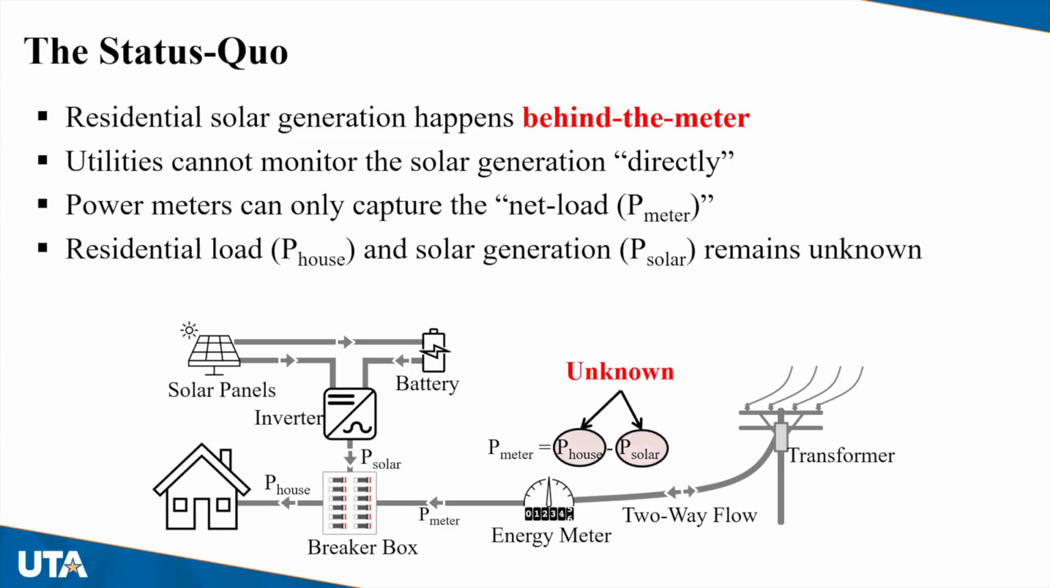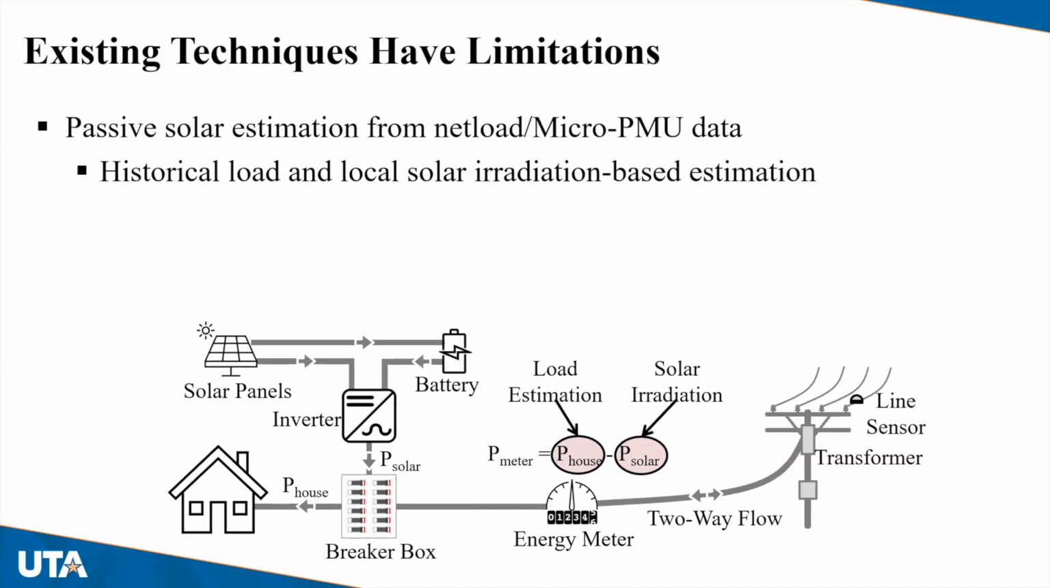Because the household load also becomes unknown when you add solar, since right now the main meter is only reading household load minus the solar. So even when you want to do load prediction of the behavior of typical residential loads, that also becomes problematic. Now, people have tried to solve this, but they have some limitations.